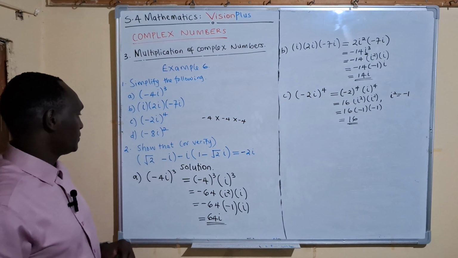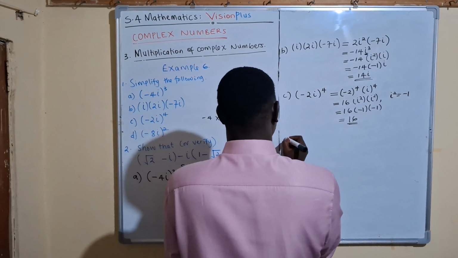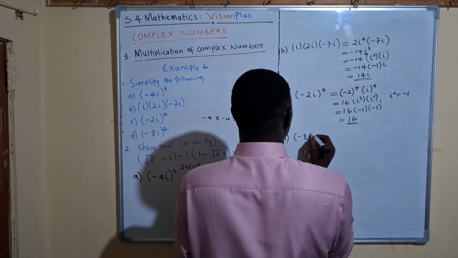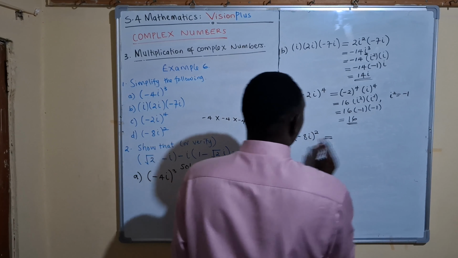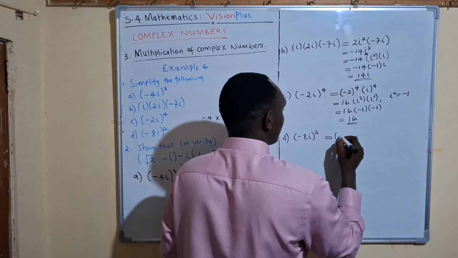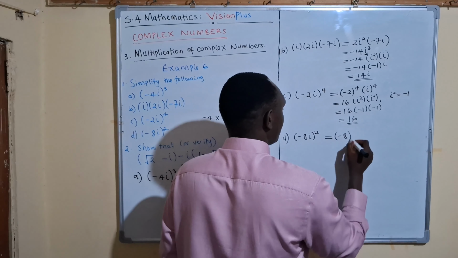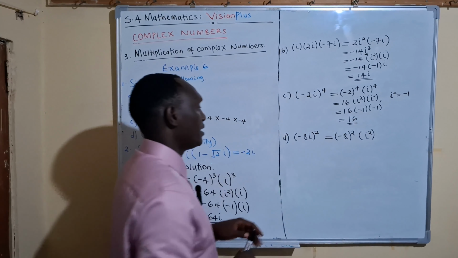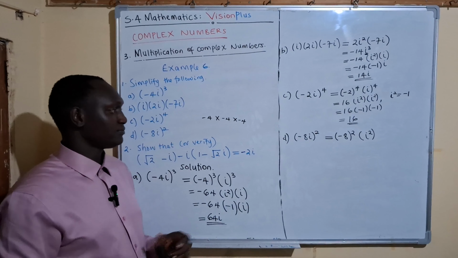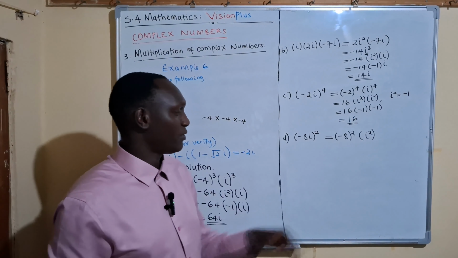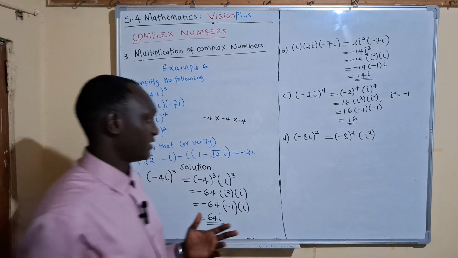Now going to part D. So for part D here, just negative 8i squared. Remember inside there is a product, so this power can be put on each of the terms in the bracket. So here we shall have negative 8 squared, then we will have i squared. I have told you that the negative could be on i. You choose where to put the negative.